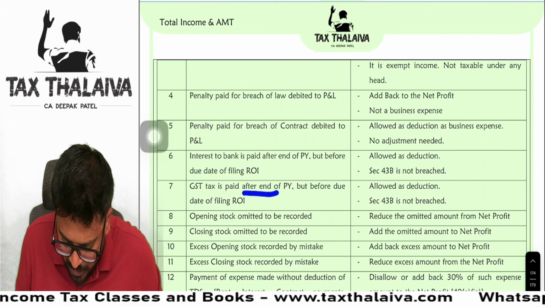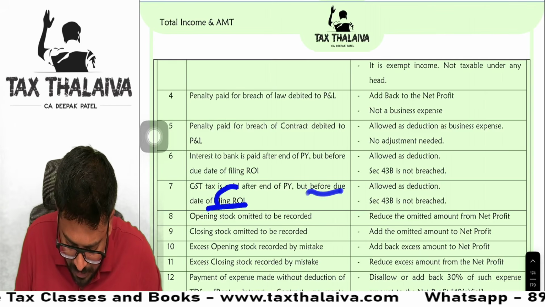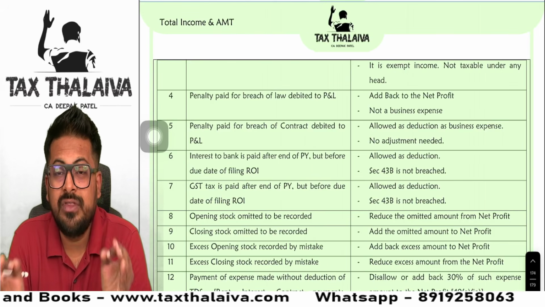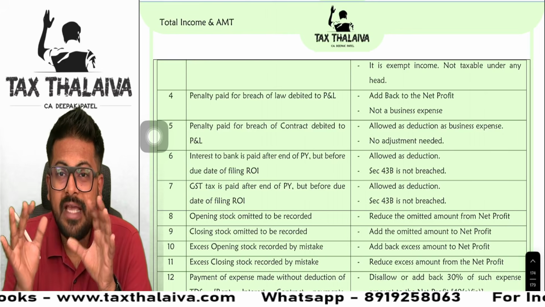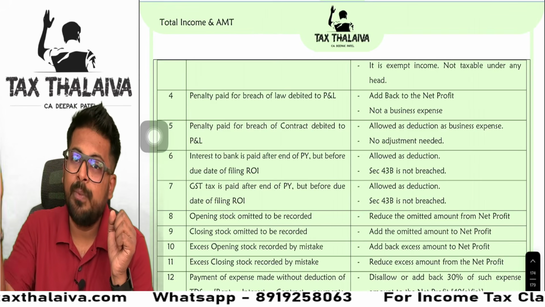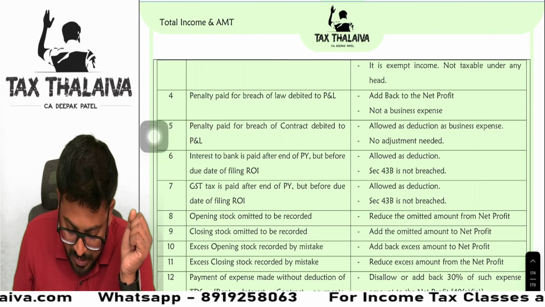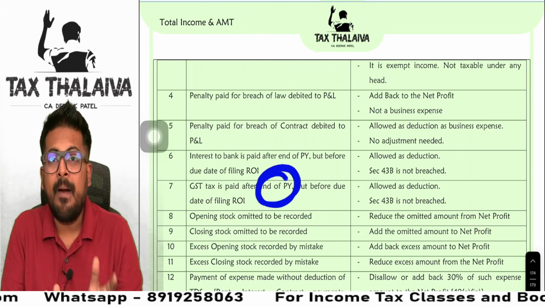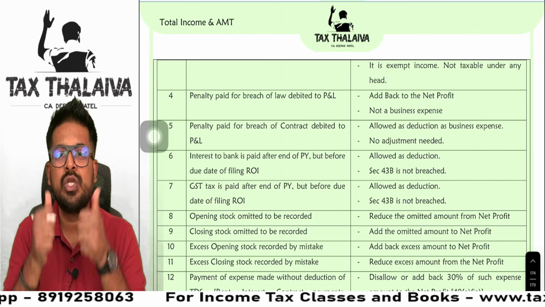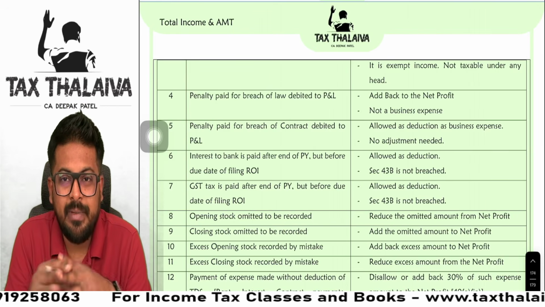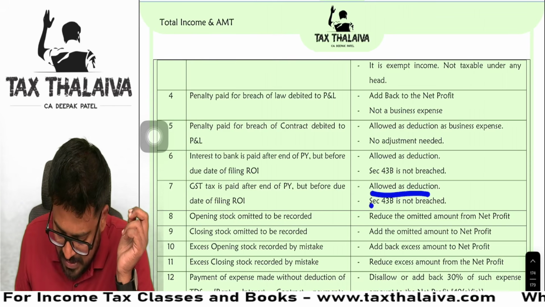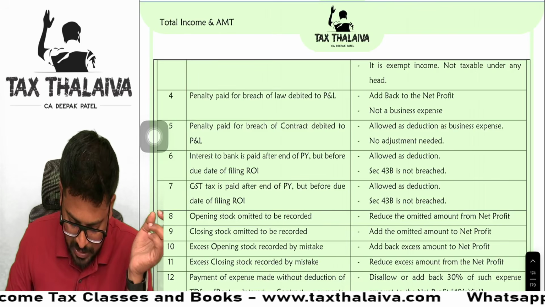GST tax paid after end of previous year but before the date of filing of return of income. GST is also one of the taxes, one of the expenditures which is mentioned under section 43B list, which has to be paid before filing the return of income. Here GST is paid after the end of previous year but before filing return of income itself. So it is also in compliance with 43B. There is no need of any kind of disallowance here also, guys. Allowed as deduction, section 43B is not breached.